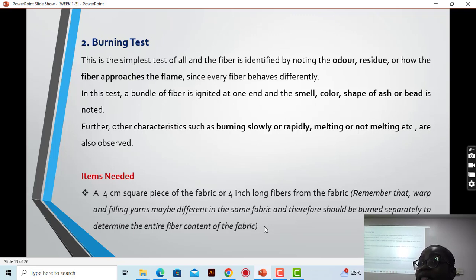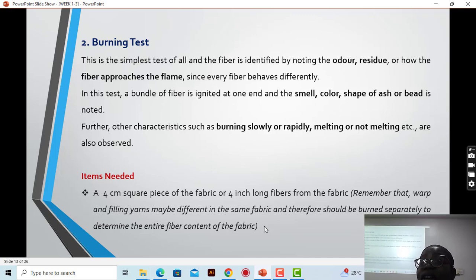All right, and this particular statement is saying that if we want to do the burning test, we have to burn the warp thread separately from the weft thread. Why? This is a blended fabric. It contains two different fibers, and maybe it is only the warp that has the nylon content, and then the weft is the one that has the cotton content. So if we burn it together, it may behave in a different way, and then we may not be able to really identify the exact fibers that are in there.